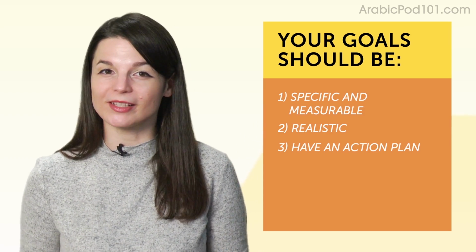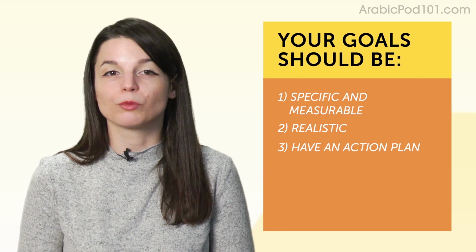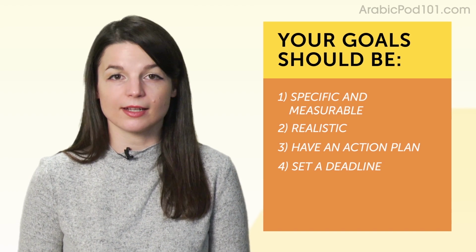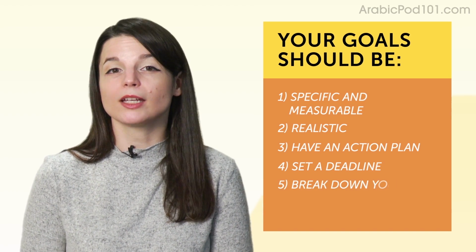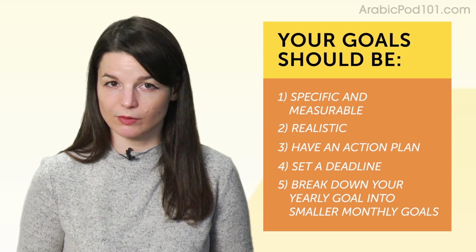So, the complete opposite of the mistakes most learners usually make. And there are 2 more rules. 4, you need to set a deadline. And 5, break down your yearly goal into smaller monthly goals. So how would this work?